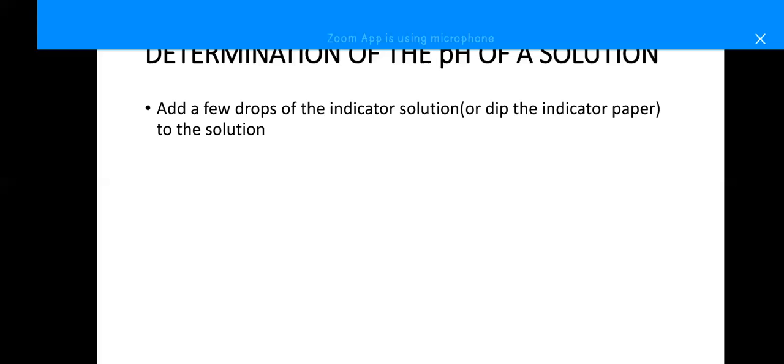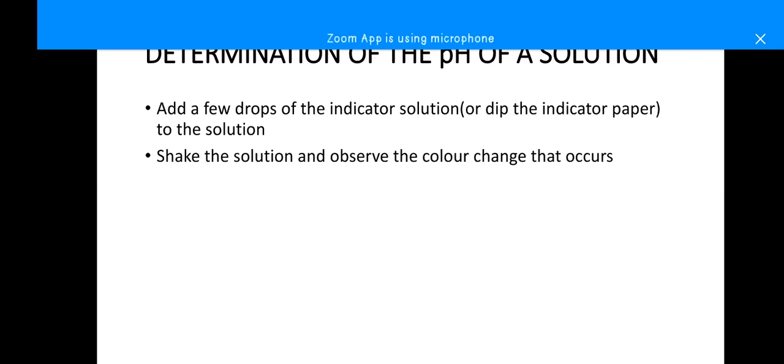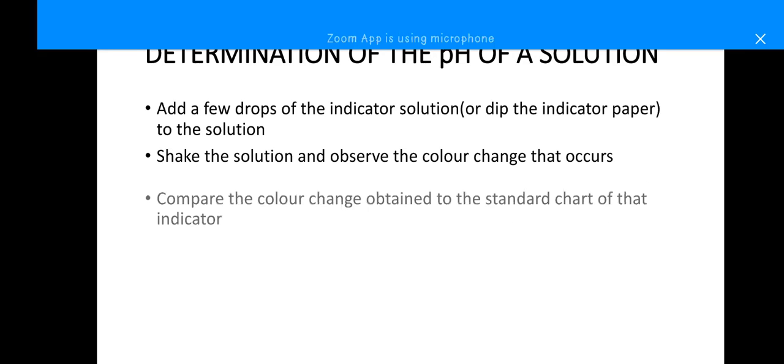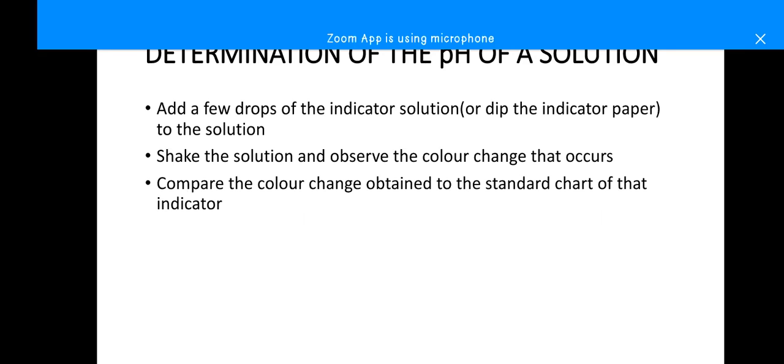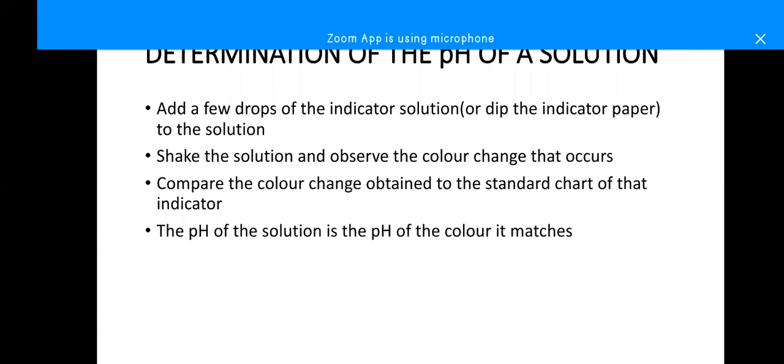So, determination of pH of a solution. Now, how is the pH of a solution determined? You add a few drops of indicator to the solution. You shake the solution to observe the color change that occurs. So if you have an acidic solution, when you add the indicator, then you shake. Now when you shake, you compare the color to when you started to know whether the color has changed. At the point where it has changed, you compare the color to the chart and know whether the substance is a base, an acid, or neutral. The pH of the solution is the pH of the color that it matches to.